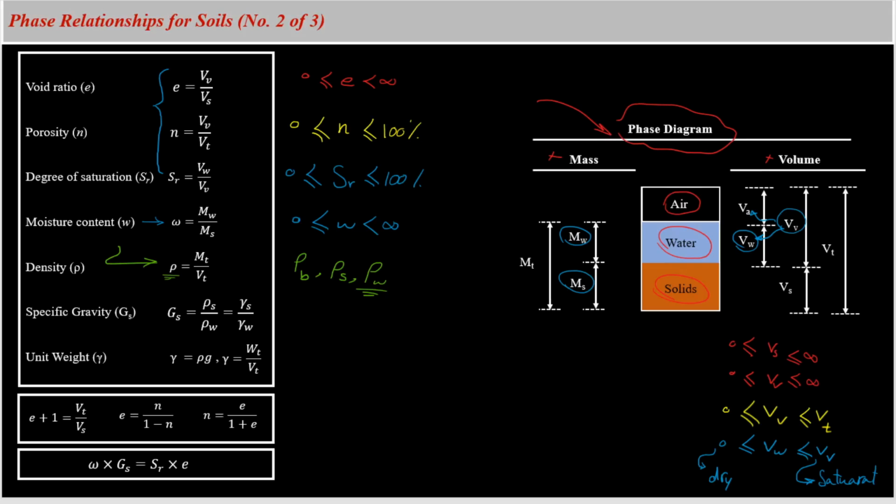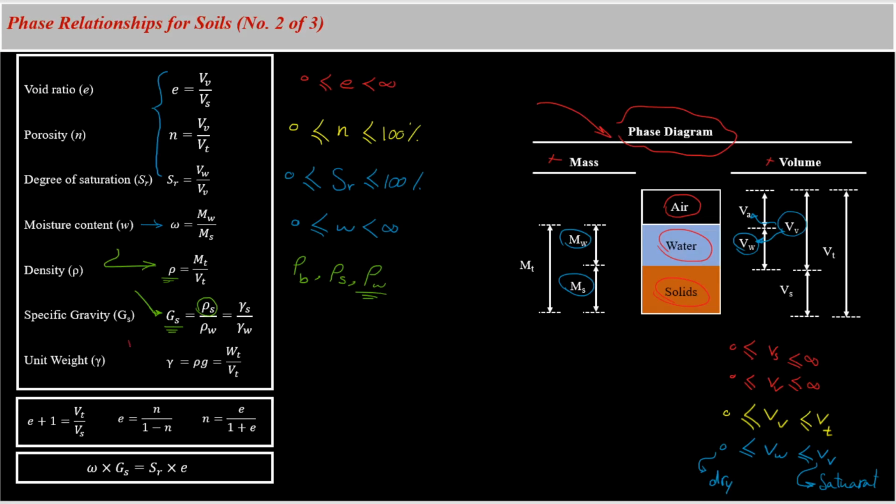We have a parameter that is called the specific gravity in physics, which is the ratio of the density of any object to the density of water. In soil mechanics, we use this specific gravity for soil particles, for the solid particles, and we call it G sub S, which is the ratio of the density of solid particles to the density of water.